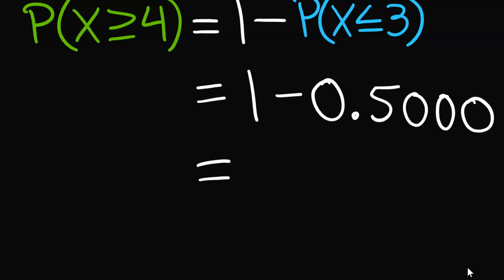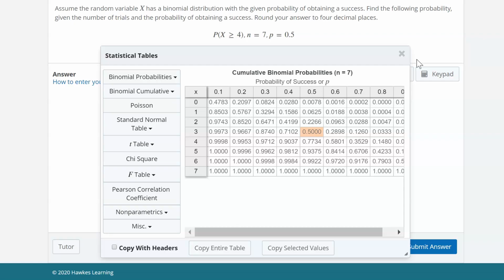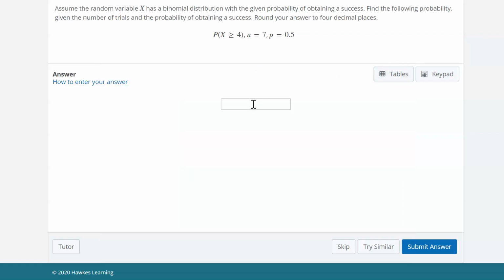Then when we subtract, we get 0.5000. You won't always get the same thing there. It just worked out that way on this one. So our answer, we can close out our table, is 0.5000.